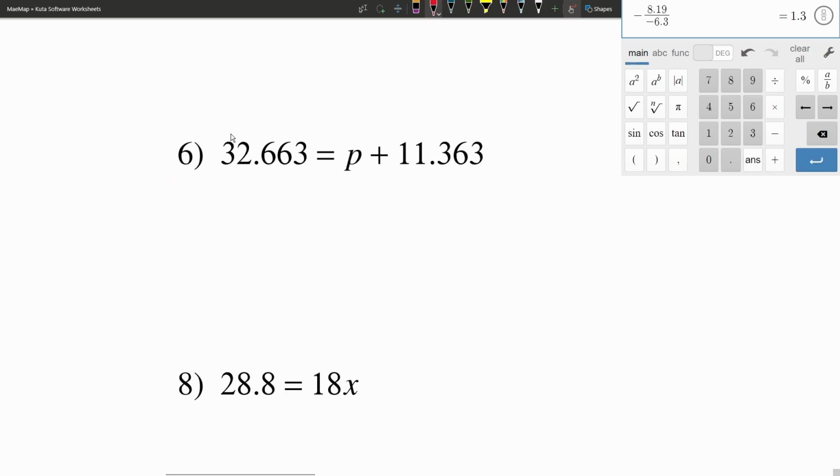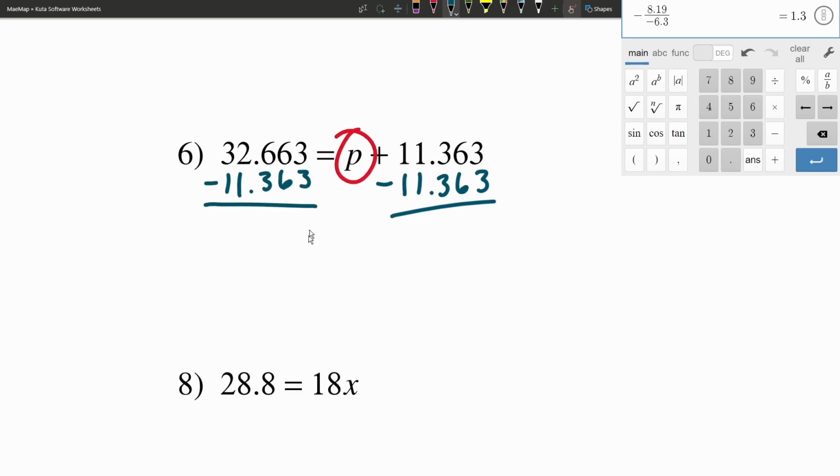Let's move on to number 6. For number 6, we have 32.663 equals p plus 11.363. What are we going to do? Isolate that p. How do we isolate it? By getting rid of what it's added with. So in order to do that, we're going to subtract. We're subtracting 11.363 from both sides. And if I keep my decimal in line, we can just do the math.